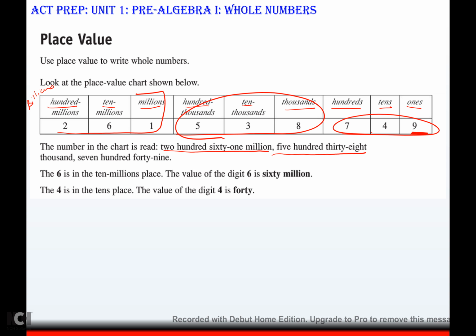261,538,749. The 6 would be in the 10 millions place, and the value of that digit 6 then would be 60 million, just the value of this digit. Basically, if they want the value of the digit, you turn all the rest to zeros. This would be 60 million. 4 is in the tens place, so the value of that digit would be 40.